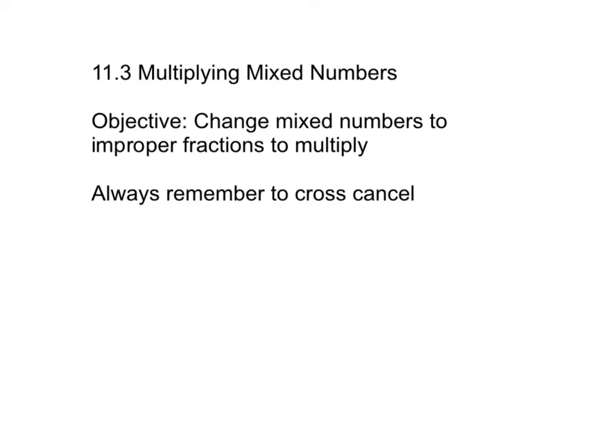This is lesson 11.3, which is teaching you how to multiply mixed numbers. You will have two objectives. Your first objective is to remember to change mixed numbers to an improper fraction in order to multiply. Your second objective is for you to double check and make sure you know how to cross-cancel everything correctly.